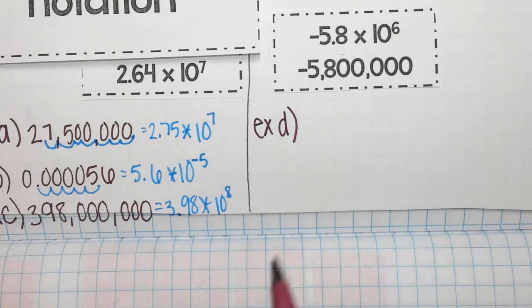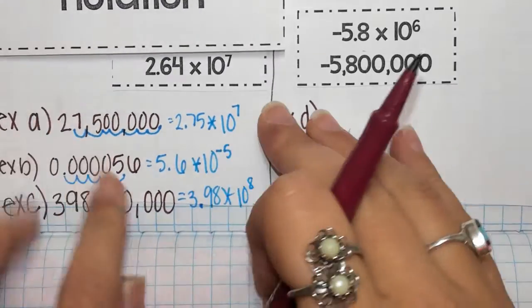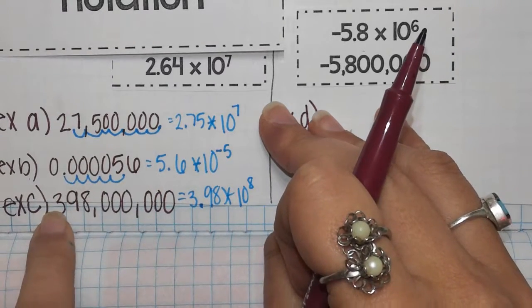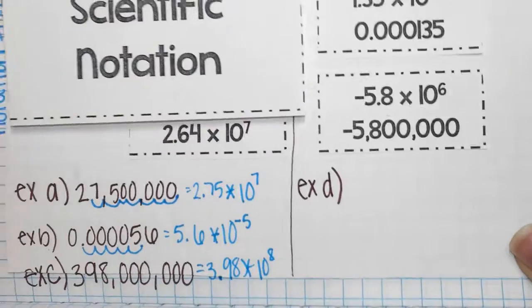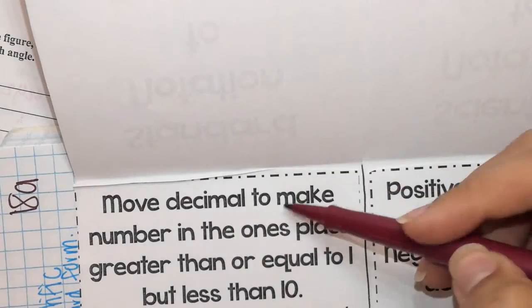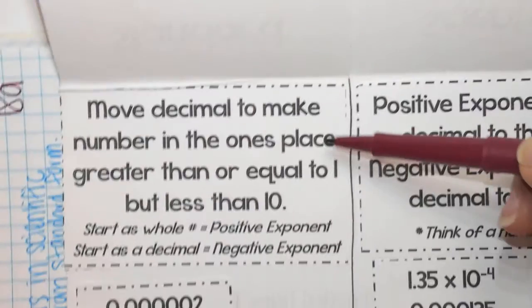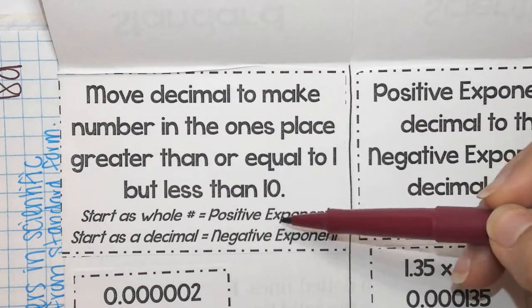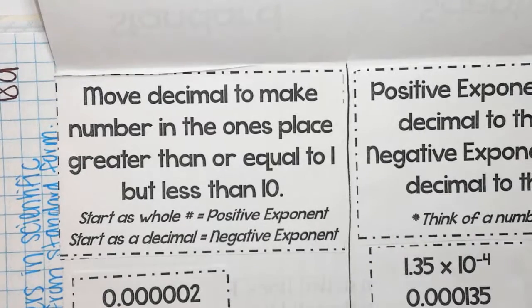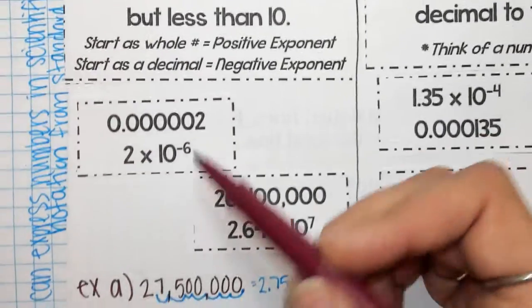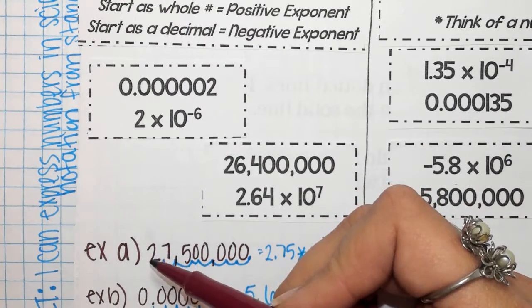I'm just kind of confused on how, I understand where you get the exponent points, but how do you know how many times to move it? You have to move it to where there's one number in front of the decimal. So remember, it says at the top, and that's a great question, it says move the decimal to make the number in the ones place, which is the number out front, greater than or equal to 1, but less than 10. So you move it until there's one number in front of the decimal. Every time.